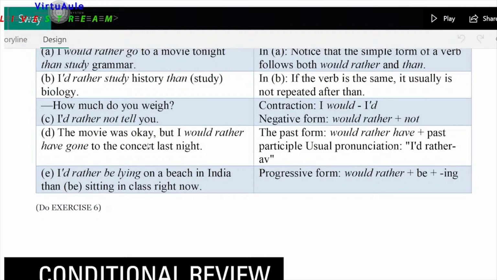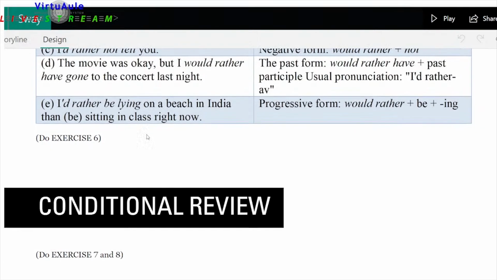D, the movie was okay, but I would rather have gone to the concert last night. The past form, would rather, uses have plus the past participle. The usual pronunciation is I'd rather have. I'd rather have gone. That's the past with would. I would have gone, so you would have rather gone or would rather have gone.